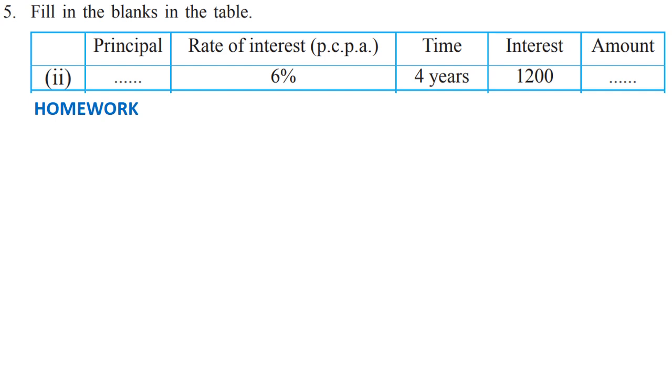Now students, question number 2 is for homework. So now here you have to find two things, that is principal and then amount. So first you will find the principal and then you will be finding the amount. So this question is for homework.